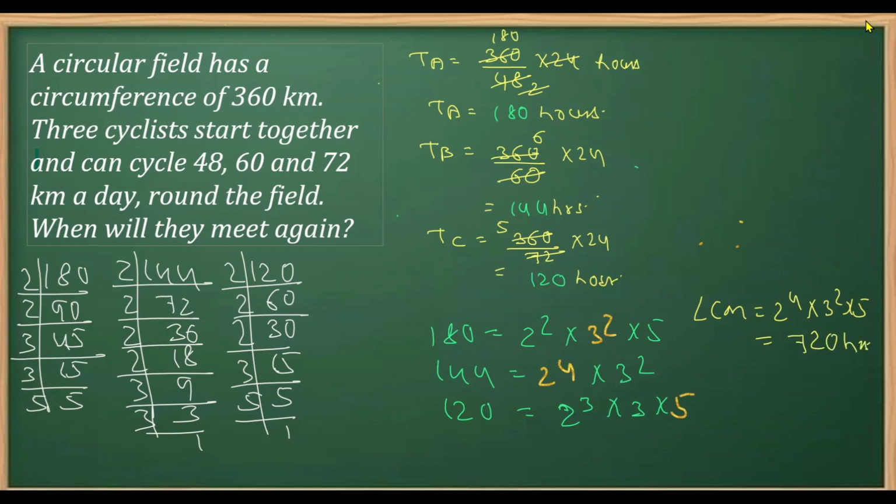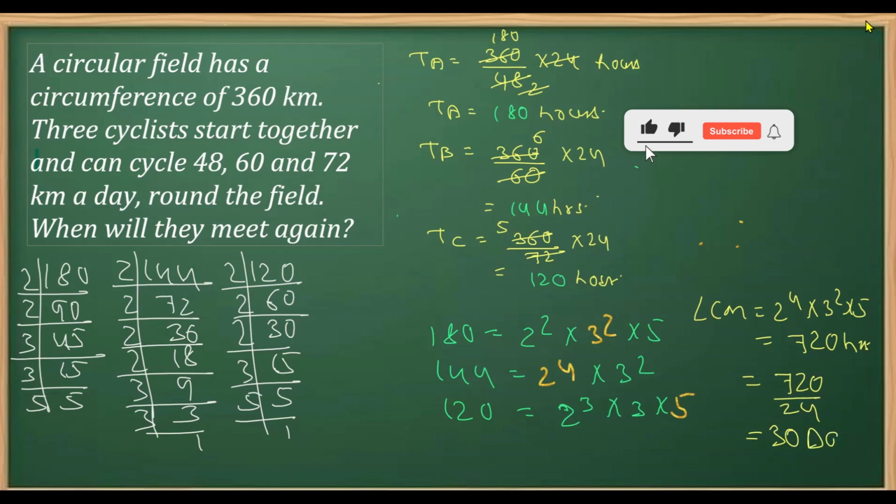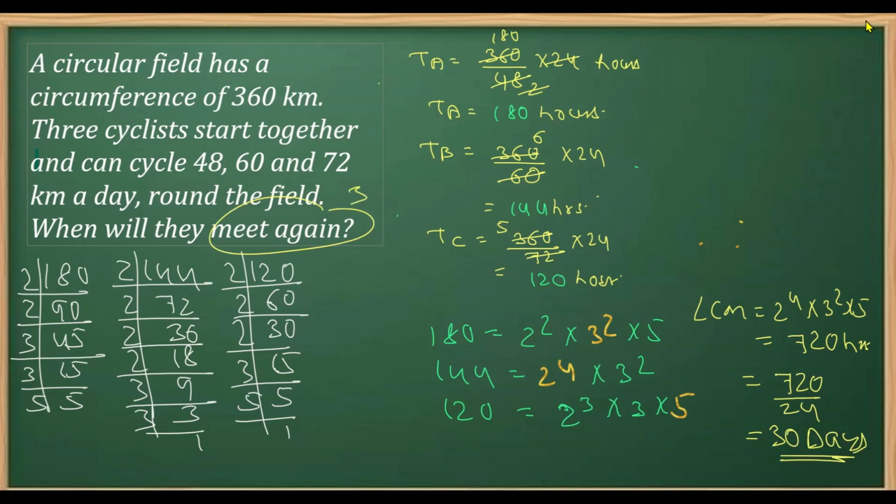720 hours. But since we have to get the answer in days, as you can see the question was in days, we divide that by 24. So if I divide it by 24, I'm getting how much? 30 days. So the answer for this is they will meet again after 30 days. That should be the final working.